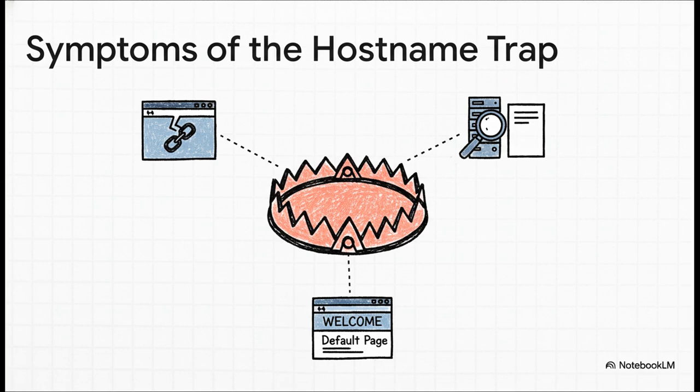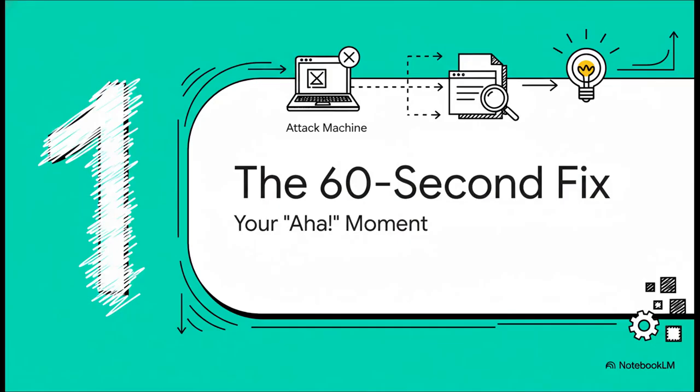And this isn't a sign to just enumerate harder. It's a sign that you need to send the server the right name. Now the good news? The fix for this is incredibly fast. We're talking like a 60-second fix. It all comes down to editing one single file on your attack machine, and I promise you it's going to be a real aha moment that completely changes how you see the target.